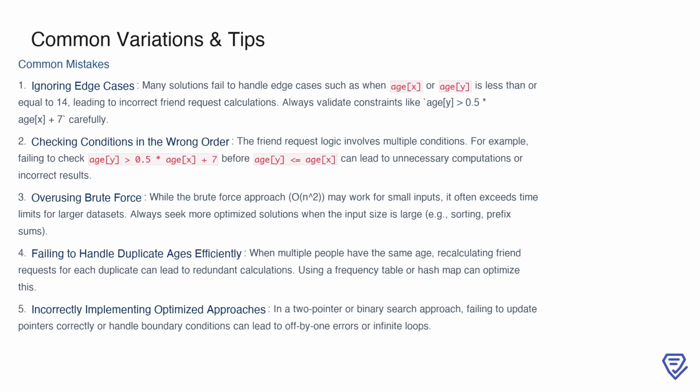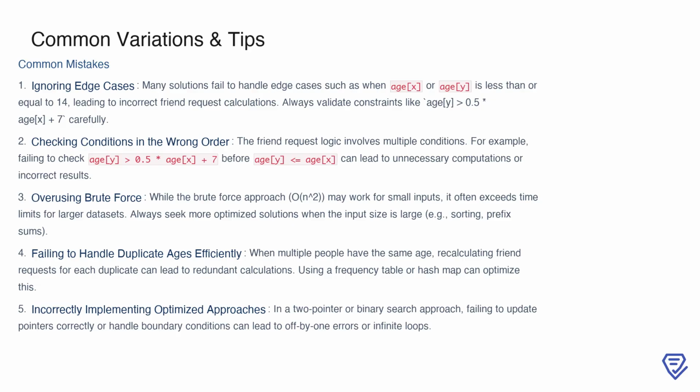Additionally, failing to handle duplicate ages efficiently can result in redundant calculations. For instance, if several people are the same age, you don't need to recompute friend requests for each individual. A frequency table or hash map can help eliminate this redundancy.